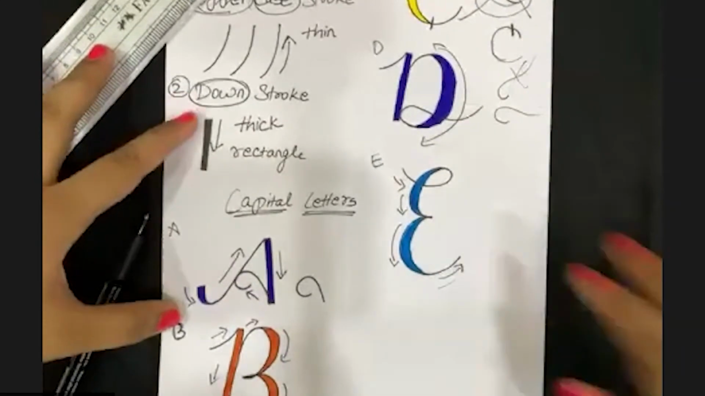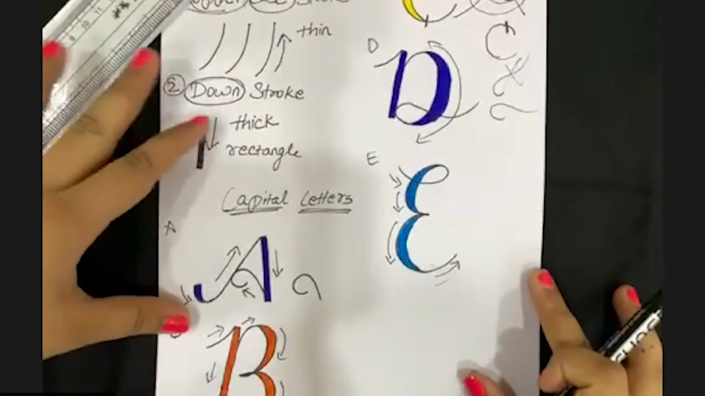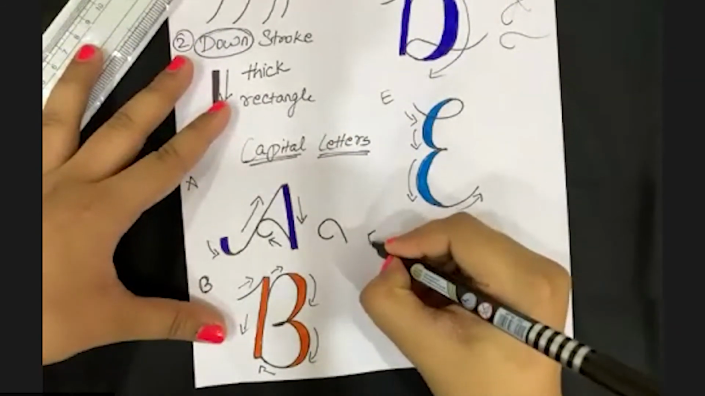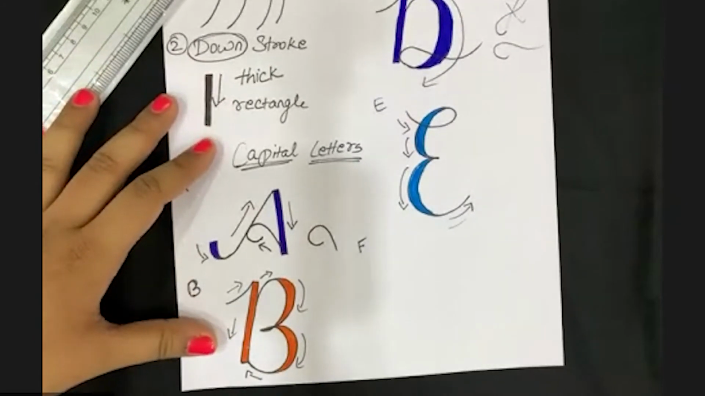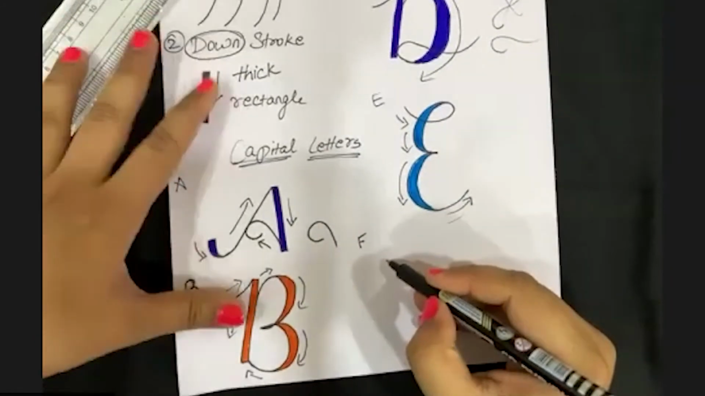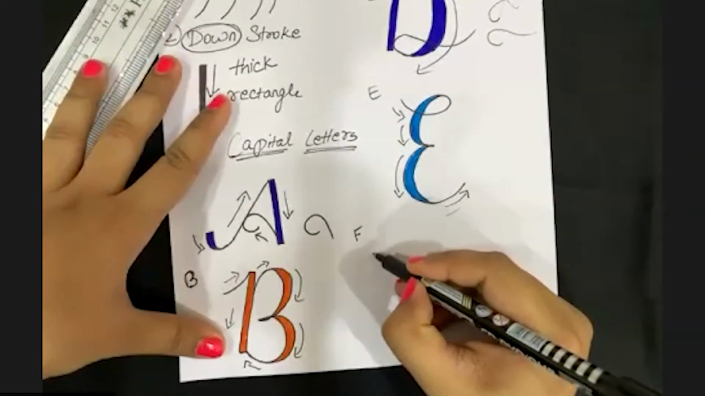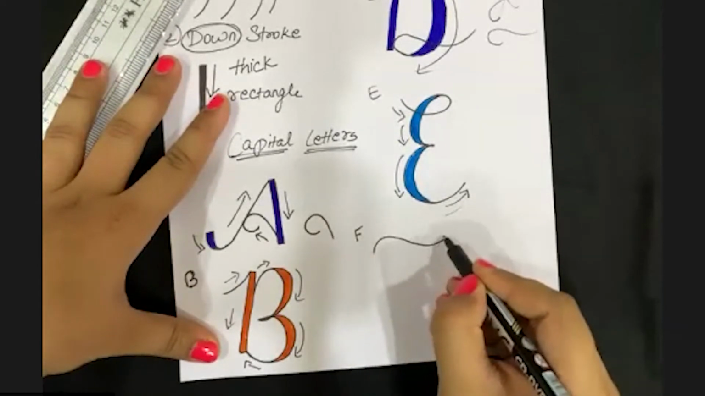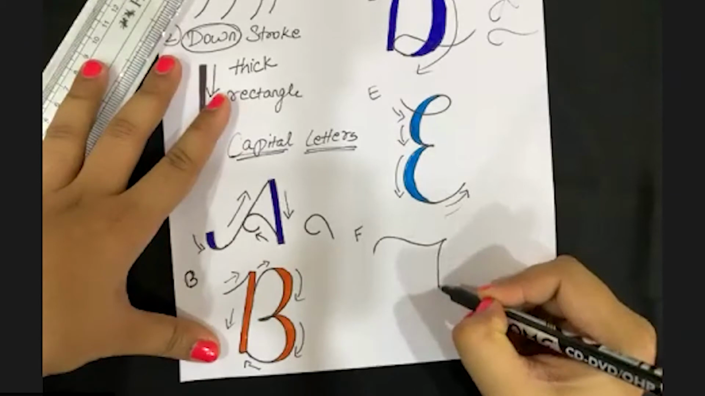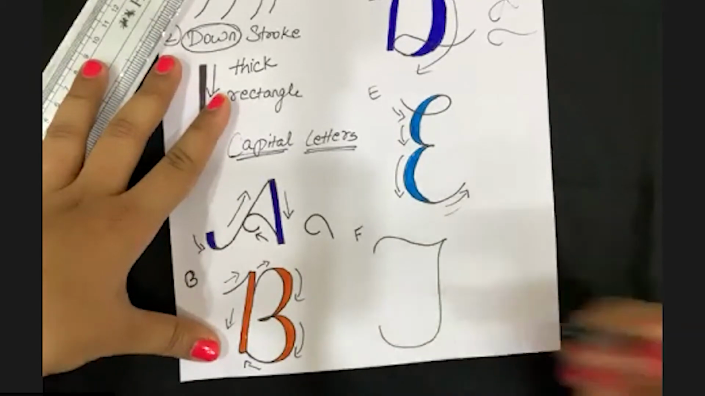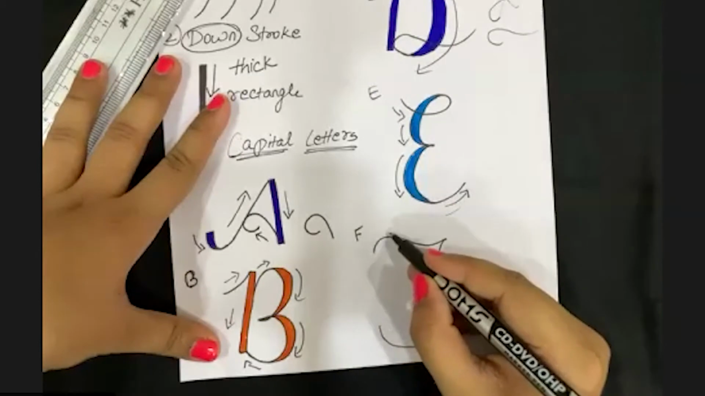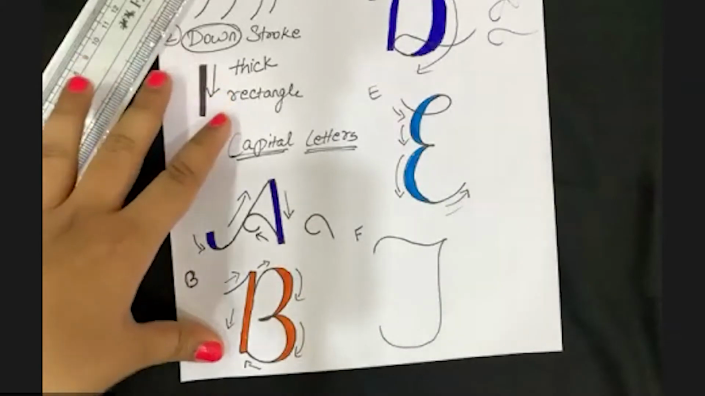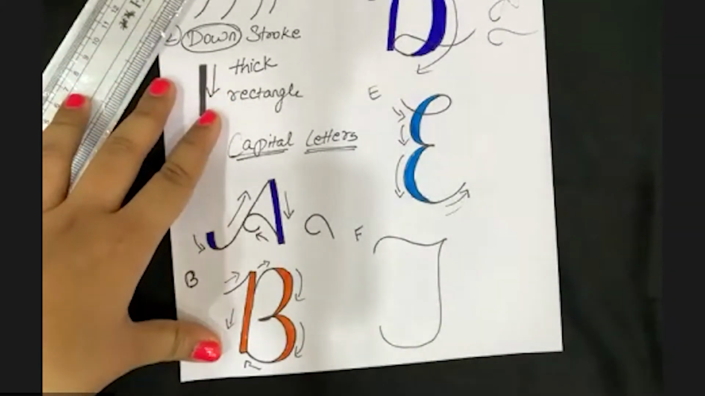Come on, everybody. Now we are jumping towards the letter F. For the letter F, first, come on everybody, look here. I'm going to create S, and then I'm going to create a straight line and then the U. First S, then the straight line and then the U.